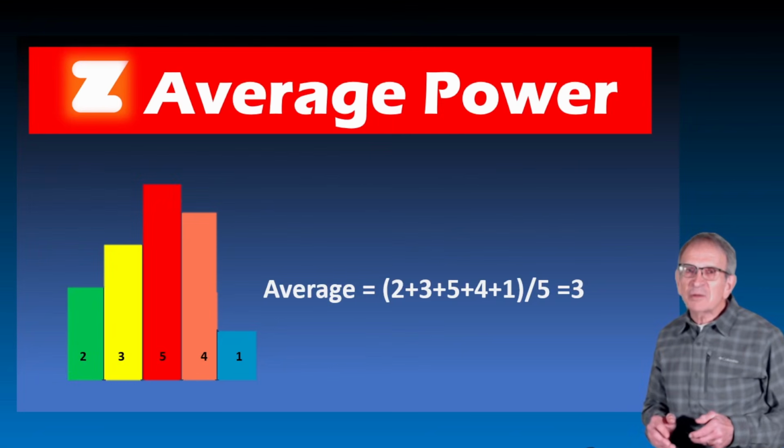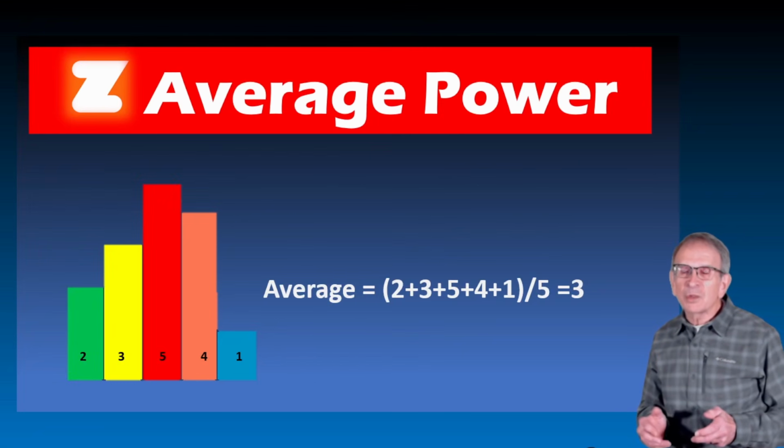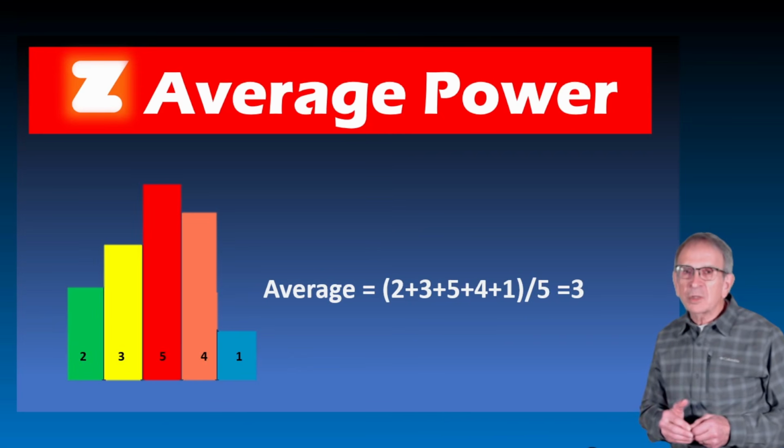Now let's talk about the development of that measure, weighted average power. You would be familiar with average power. For example, if we rode at 2, 3, 5, 4, and 1 relative power levels, the average for those 5 periods would just be the sum divided by 5, equaling 3.